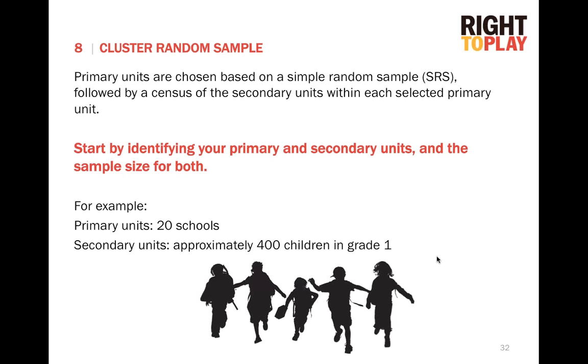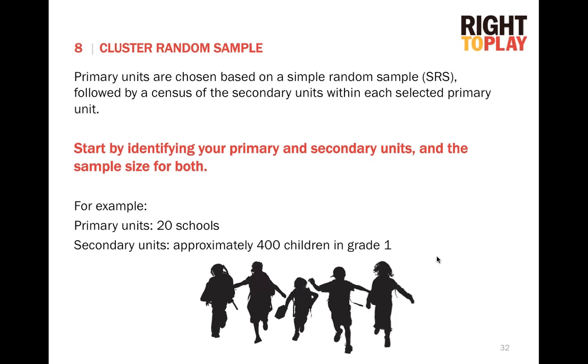So now I'm going to talk about each of those 3 sampling designs in a lot more detail. So for the cluster random sample, the primary units are chosen with a simple random sample, and then this is followed by a census of secondary units within each of the selected primary units. To do this, you start by identifying your primary and secondary units and the sample size for both.